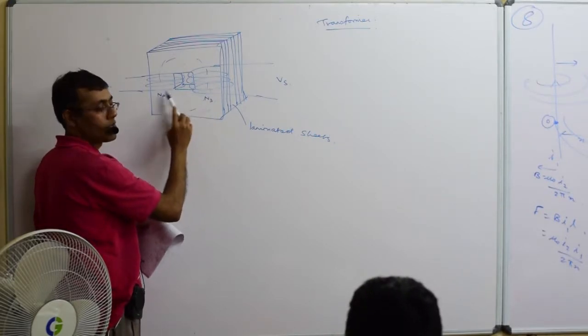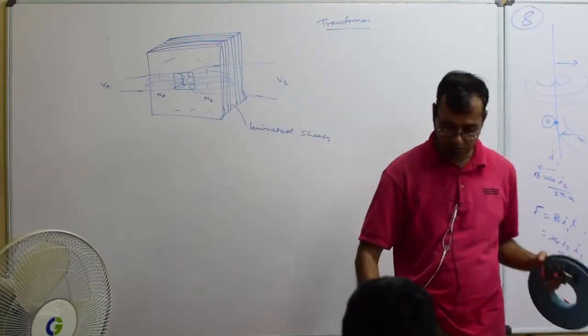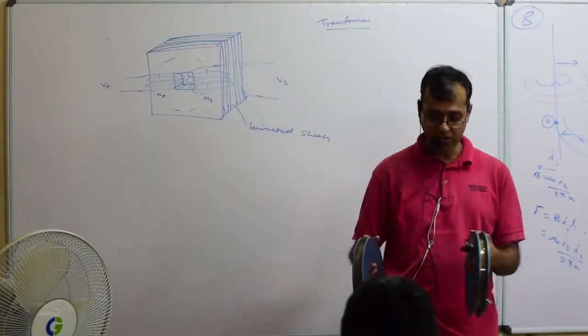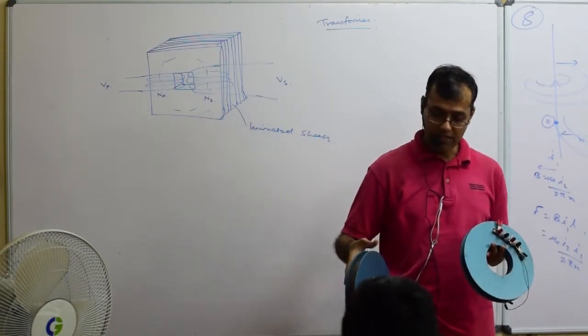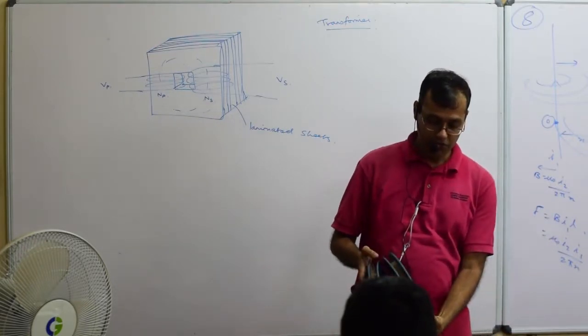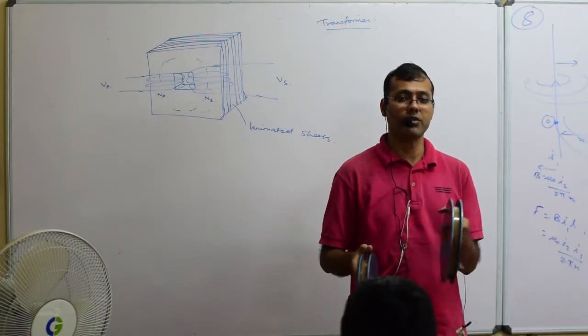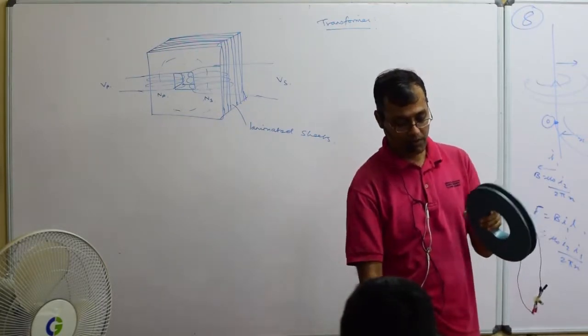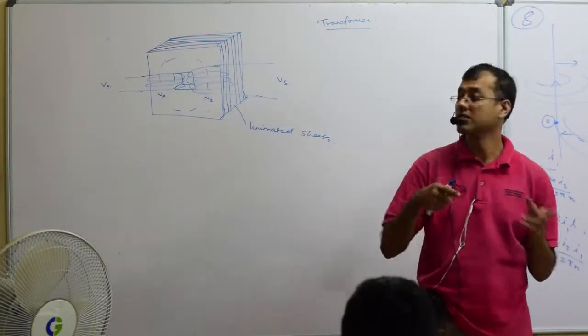So that's the principle of transformer. So transformer is nothing but what I showed you earlier. On one side you have one set of coil, on the other side you have another set of coil. When the current is changing on one coil, it will be inducing some other induced EMF on the other coil. Okay, are you following what I am saying? So that's the principle of transformer. Only thing, the construction is different.